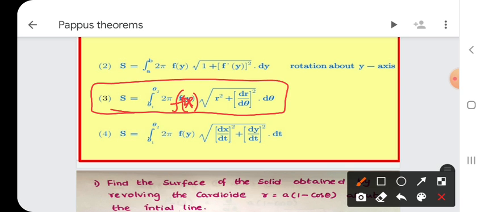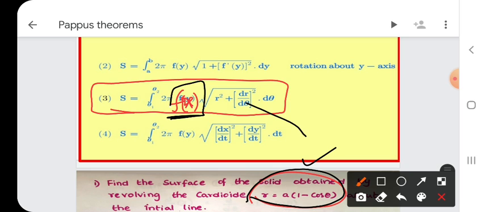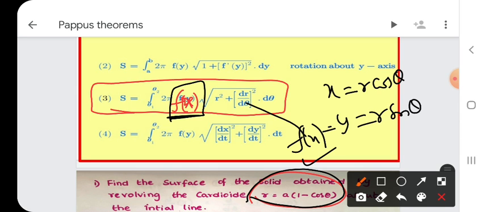Integral theta 1 to theta 2, 2 pi f of x into root r square plus dr by d theta whole square. What is r here? R equals a into 1 minus cos theta. What is dr by d theta? Derivative of this r. What is f of x? In polar form, x equals r cos theta and y equals r sin theta. Y means f of x, so we write f of x as r sin theta. 2 pi is the constant, and from the graph we find the theta 1 to theta 2 values. Okay, is it clear?